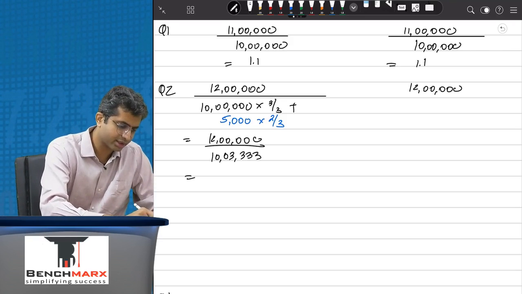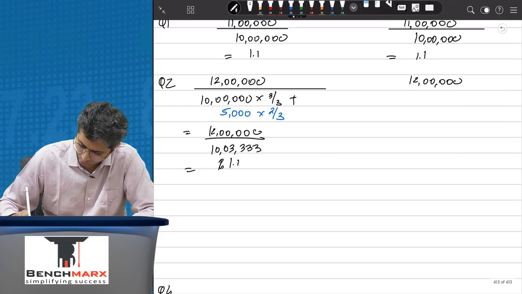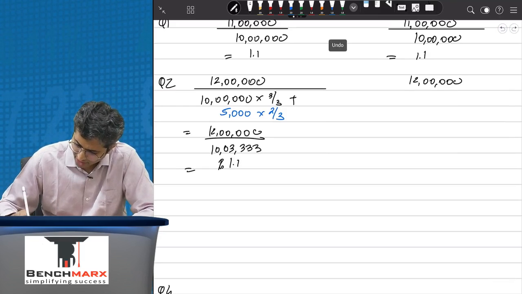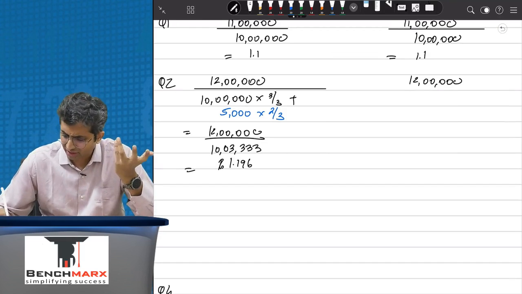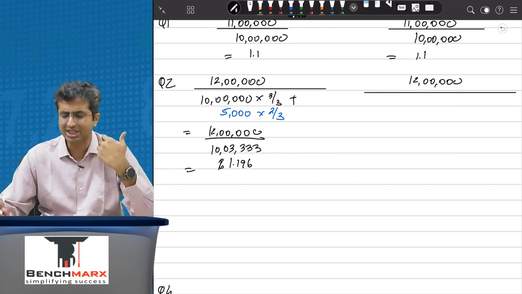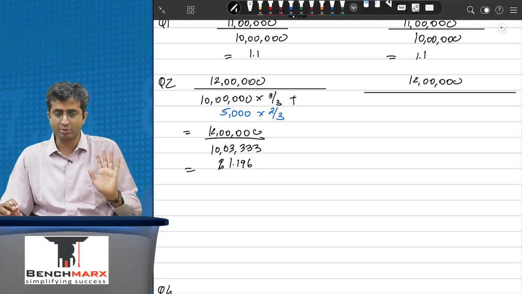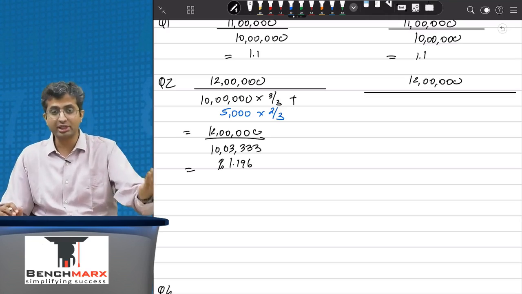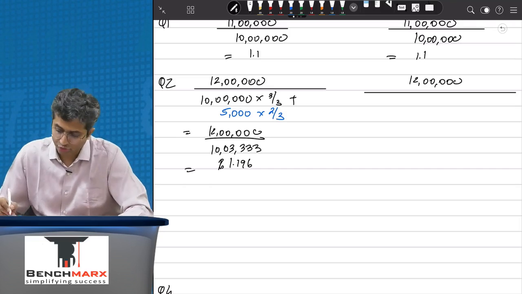So this is 12 lakhs divided by 10 lakh 3,333, which is 1.196. Let us say this is 1.196. Acha, if you look at diluted EPS, the earnings contingency condition is not met. So for basic EPS, we will not even check for earnings contingency because till the year is over, the condition is not met. Retail contingency, you don't have to wait till the end of the year. The moment a new store is opened, you are supposed to issue shares.